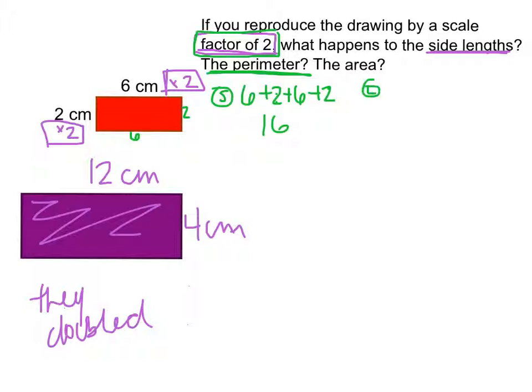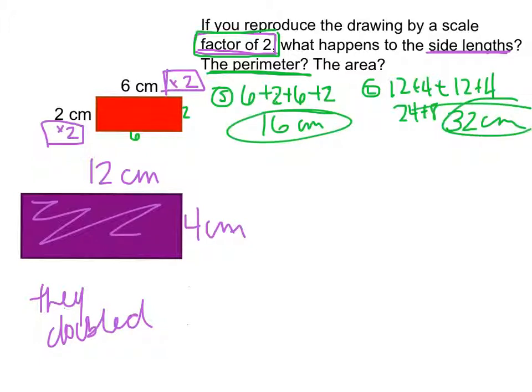What about the large one? We have 12 plus 4 plus the other sides, 12 and 4. 12 and 12 is 24 and 8, we get 32 centimeters. So, what happened to our perimeters? We all know how to find perimeter, but what happened? So when we reproduce the drawing by a factor of 2, notice our perimeter doubled. It's just like our side lengths. Perimeter and side lengths, all they do is double.